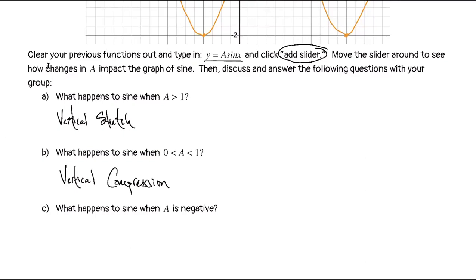It's a reflection, right? Let's see if I can get it right at 1. Oh. So the purple one is the original, right? In all the places that the original goes up, the negative one goes down.